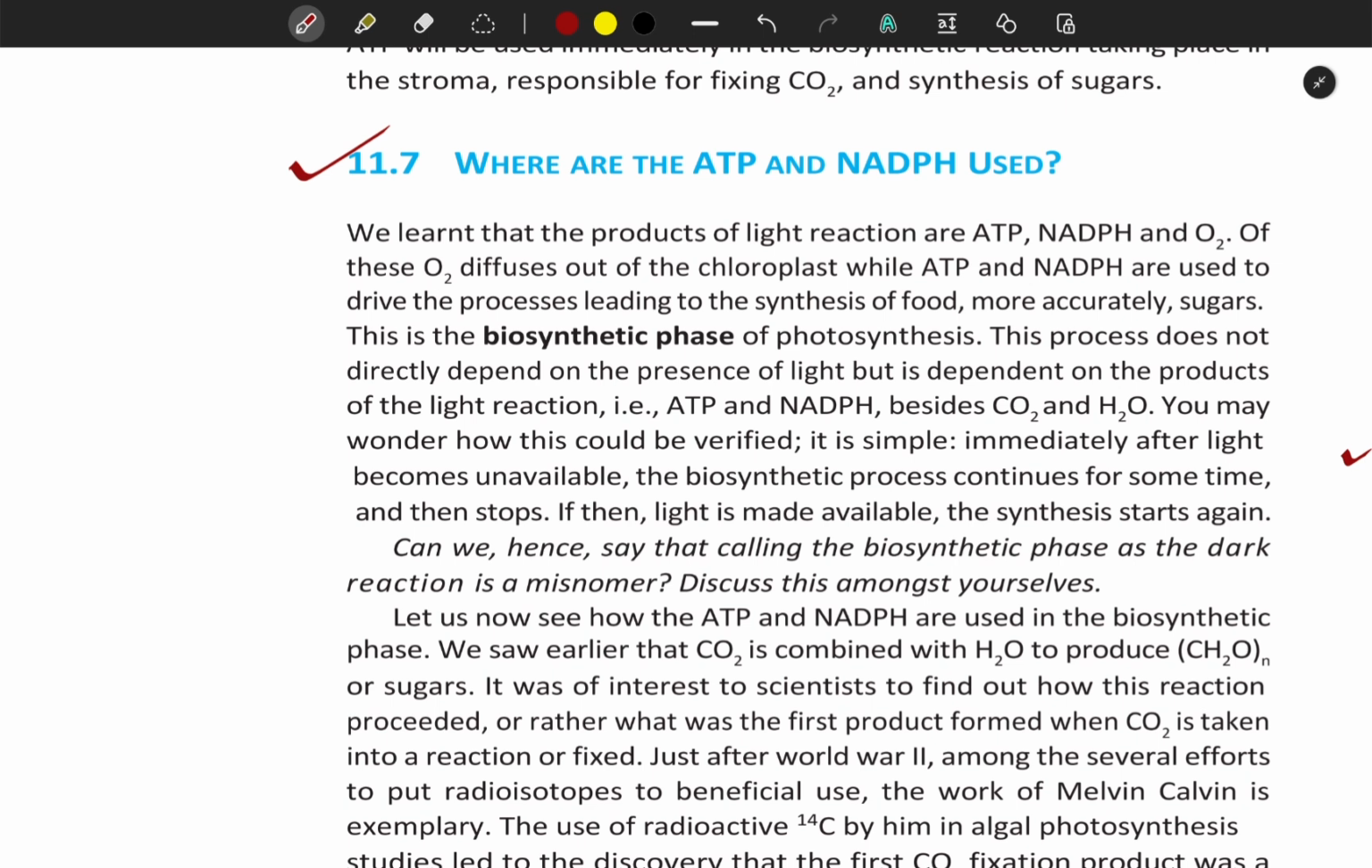This process does not directly depend on the presence of light but is dependent on the products of the light reaction, that is ATP and NADPH, besides CO2 and H2O. You may wonder how this could be verified. It is simple. Immediately after light becomes unavailable, the biosynthetic process continues for some time and then stops. If light is then made available, the synthesis starts again.